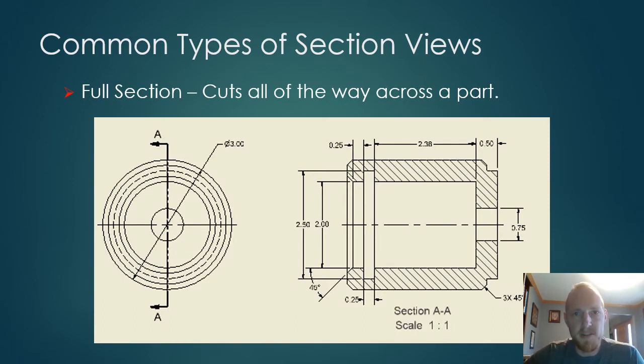There are different types of section views, which I mentioned at the beginning, and you can pick the type that fits your part the best. The most common type is the full section view. The full section view cuts all the way across the part. So you can see this cutting plane line goes all the way across the part, and you can see in the view that's the section view on the right, the cross hatching that shows where that material has been cut.